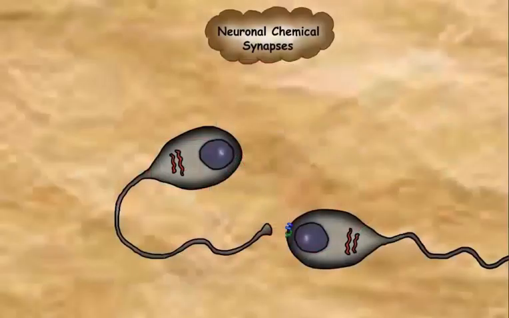Hi everyone, in this video we will explain the process of synaptic transmission and how the neuronal cells communicate with each other. So the title of this video: Neuronal Chemical Synapses.